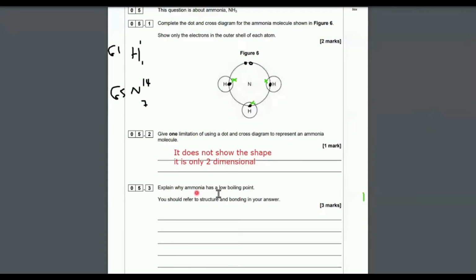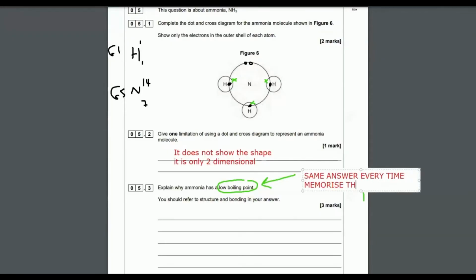So it's kind of, that's a limitation. 5.3, explain why ammonia has a low boiling point. Now, every time in chemistry, every single time, doesn't matter what they say, if they tell you something has a low boiling point, it has the same answer every time. If they tell you something has a low melting point, it has the same answer every time. So just memorize this answer. It comes up every year pretty much.